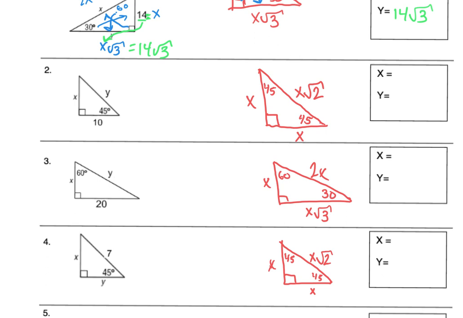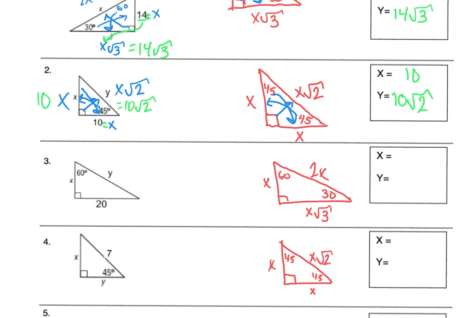Let's look at number 2. Again, across from 45 is, if you look over here at the formula, across from 45 is x, so I'm going to call this x. Across from 45 here, x. And across from 90, if you look at the formula, across from 90 is x radical 2, so this will be x radical 2. Well, it gives us this side here, so we know that x equals 10, which means this side is 10. And this side is 10 radical 2. So x is 10 and y is 10 radical 2.